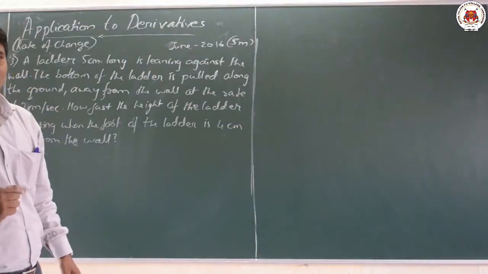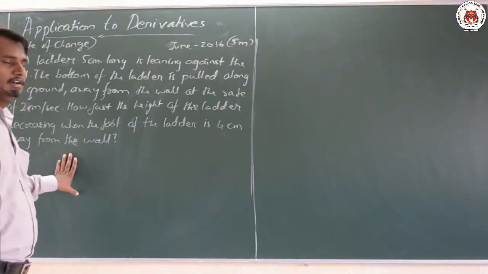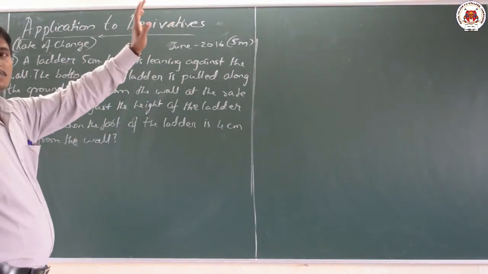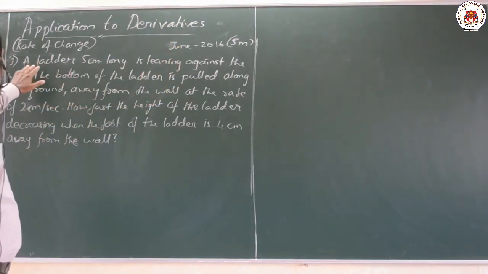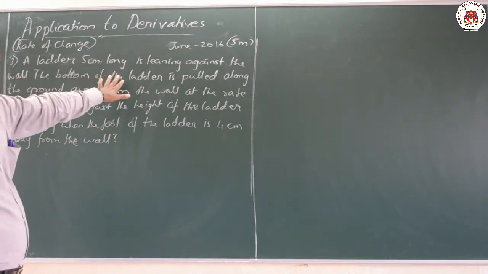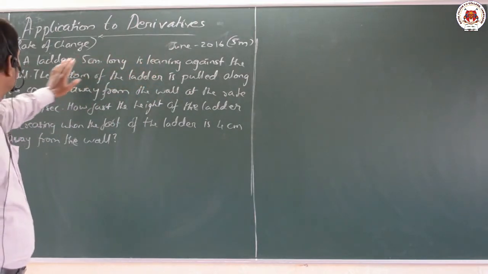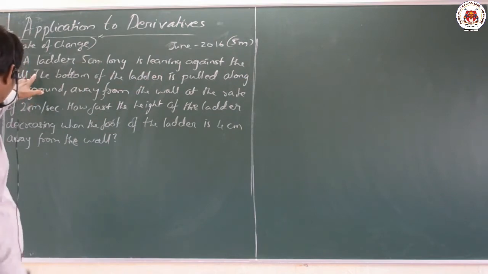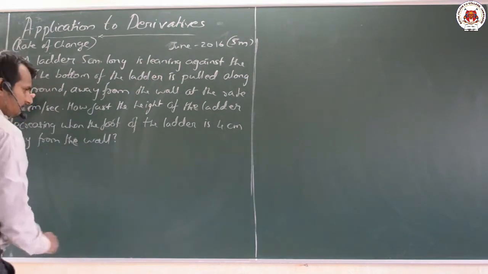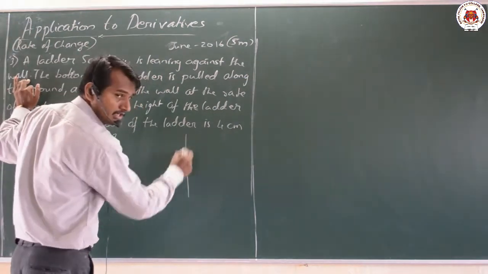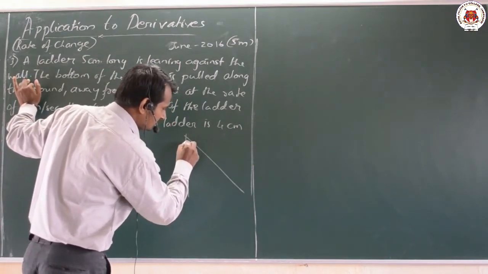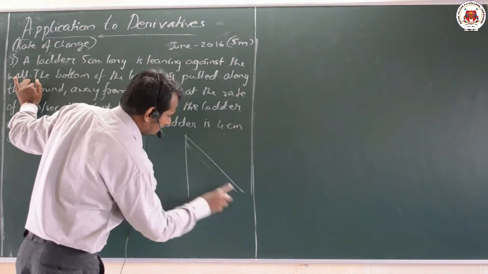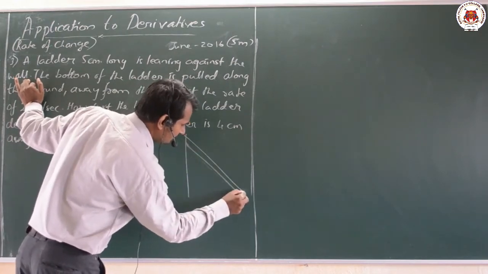Okay, dear students, now let us move on to the next problem asked for 5 marks in your supplementary examination, that is June 2016. A ladder 5 centimeter long is leaning against the wall. What he has given: there is a wall here, and the ladder is leaning here against the wall.